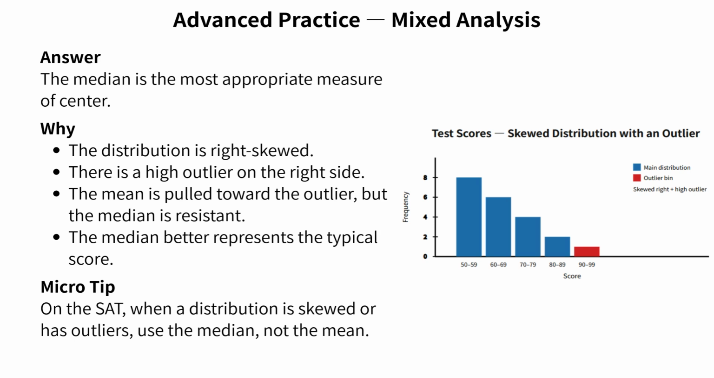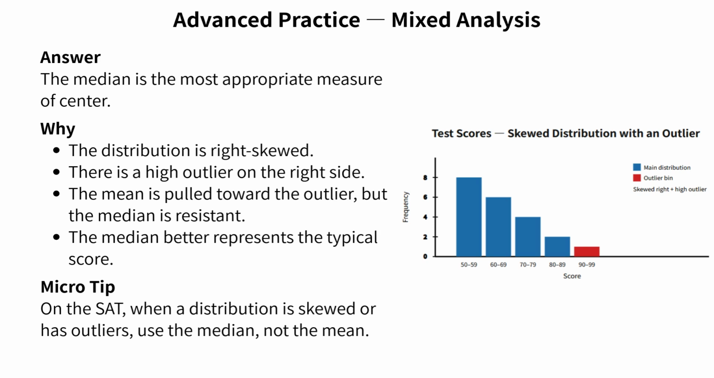The median, on the other hand, behaves differently. The median depends only on the order of the data, not on the exact size of extreme values. This makes the median resistant to outliers. Even with skewness or extreme values present, the median stays close to where most of the data is located. That is why the median gives a more accurate description of the center of this distribution.